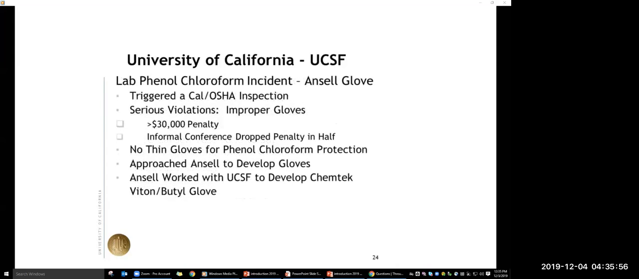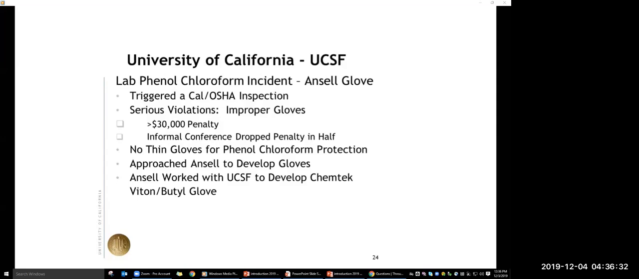Cal OSHA conducted an inspection of the incident and noticed that the phenylchloroform manufacturer's MSDS specifically stated, "Do not use thin latex gloves for protection." Cal OSHA cited UCSF for several violations, including a serious violation for not using proper hand protection. They assessed a civil penalty of over $30,000. We went into an informal conference where we managed to get the civil penalty reduced by roughly 50%.